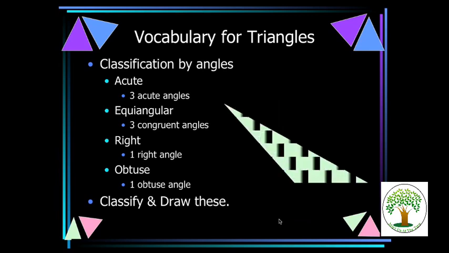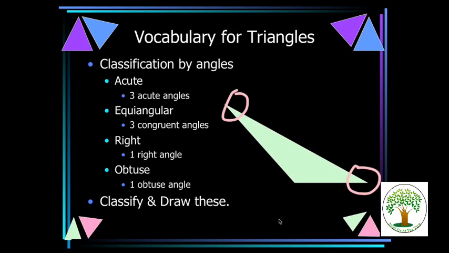All right, next one. Is it acute or obtuse? Obtuse. Because acute has to have all 3, that's right. Yes. By the way, these ones are acute, but this one right here is obtuse. All right.